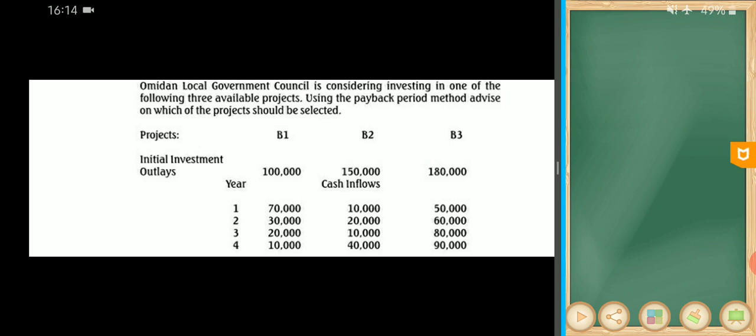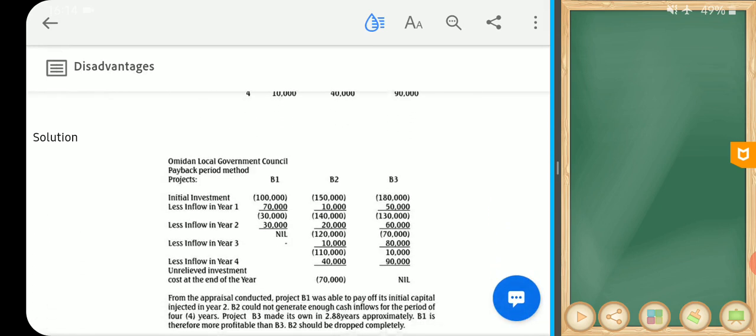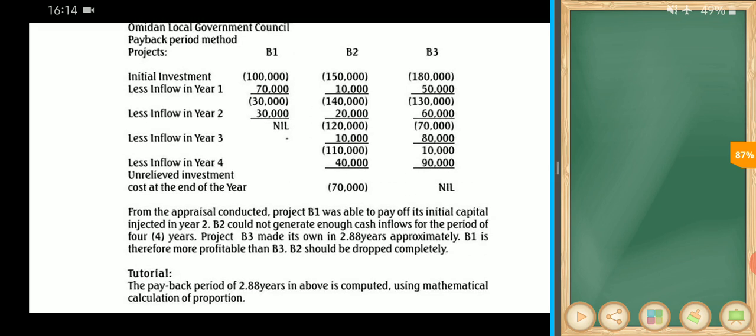Alright, having done that, let's look at their solution. Okay, look at the solution. We have the 100,000 less 70,000, like I said. We have 30,000. Then we less 30,000, we have nil. It's just what I explained.